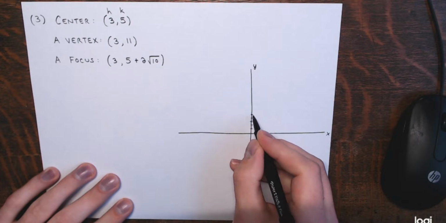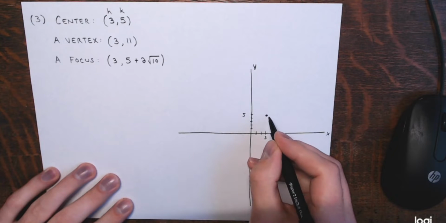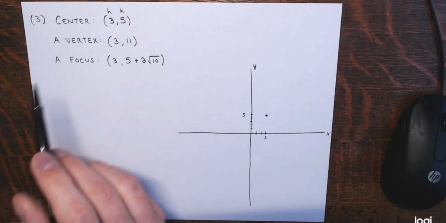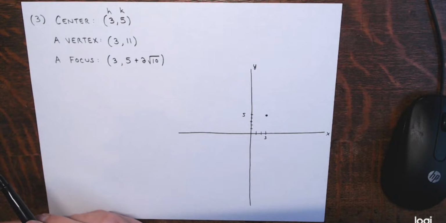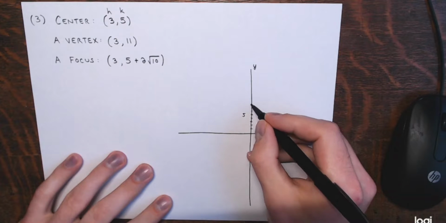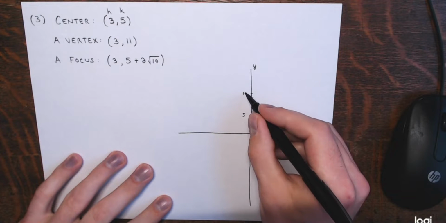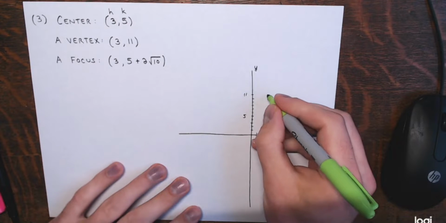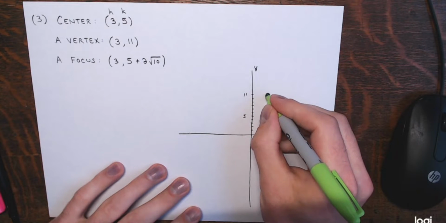Right, so (3, 5), there's the center. And they give us one vertex, but if you know where one vertex and the center are, you can use symmetry to find the other vertex. One vertex is at (3, 11). Right. So again, I'll make this a different color because this is actually on the hyperbola. Remember, the vertices are actually solutions.